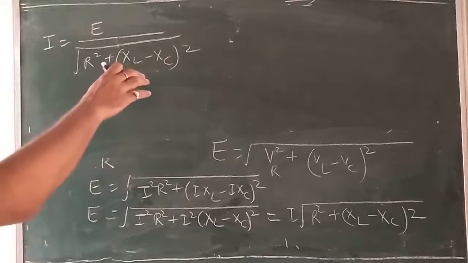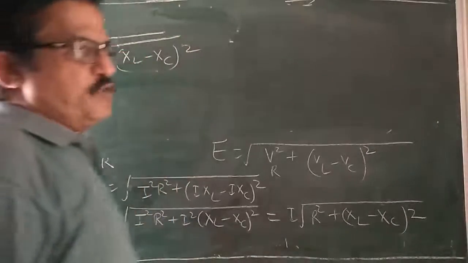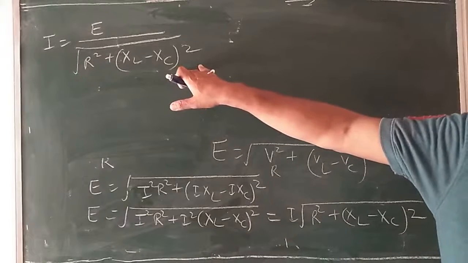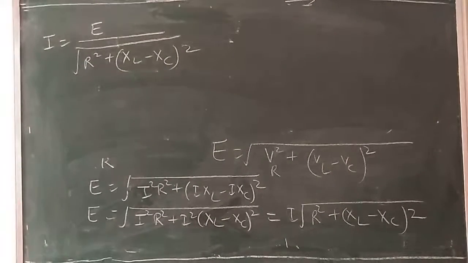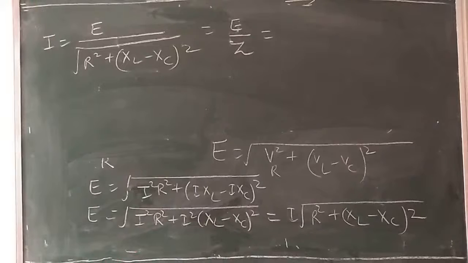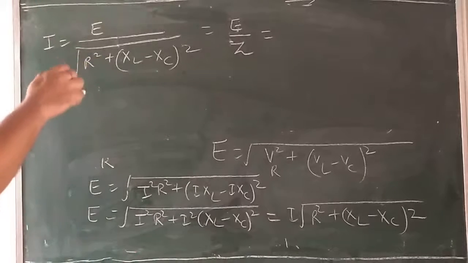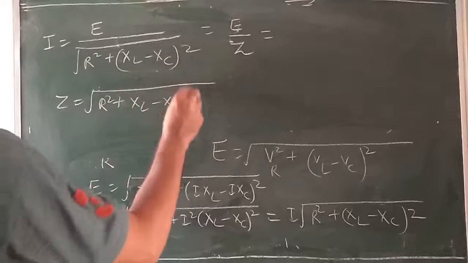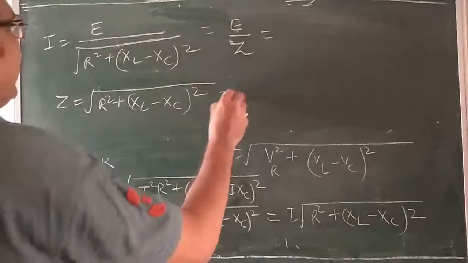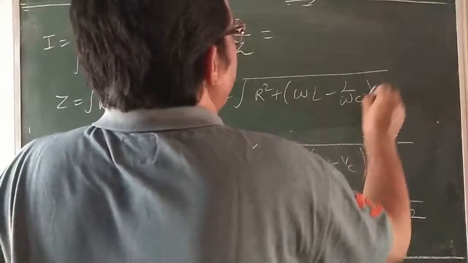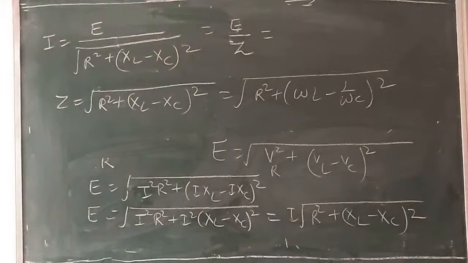So this is the value of I here. This equation resembles our Ohm's law equation, that is I equals V by R. So the denominator of this equation represents the impedance of this circuit with elements L, C and R. So I can write I equals E by Z. This term in the denominator, Z, is equal to the square root of R square plus (XL minus XC) whole square, or the square root of R square plus (omega L minus 1 by omega C) whole square. This is the impedance here. Write it down.